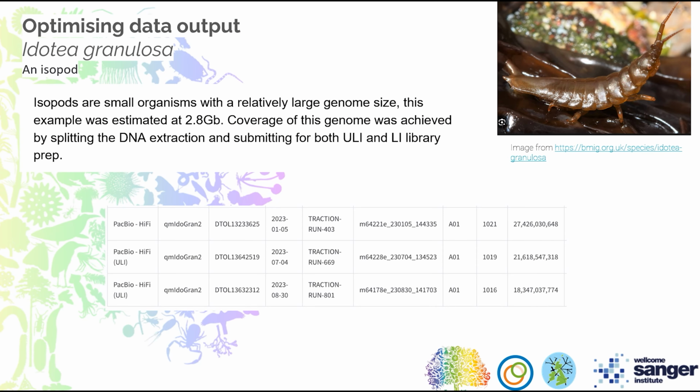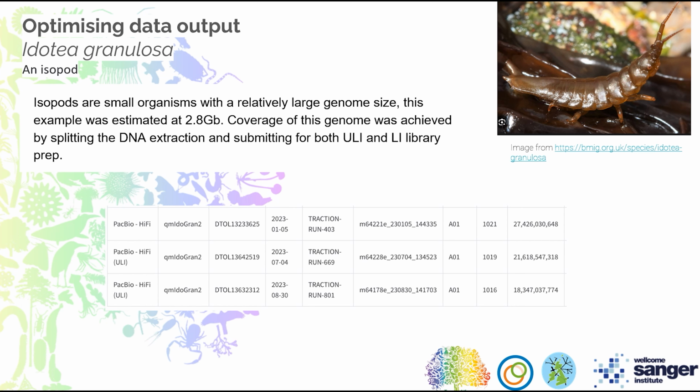And then isopods are an interesting example. We have seen huge challenges with isopods. They have relatively large genomes and quite small body size and quite low yield of DNA. So here we've managed to tackle these species by splitting our DNA extractions and aiming for both a ULI and an LI library prep. So you can see here on the bottom, the top run is a low input library.